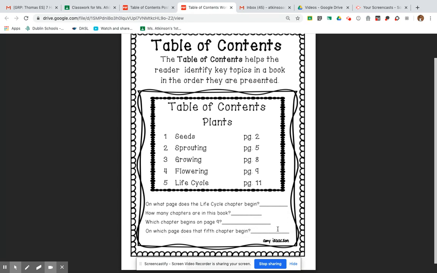And remember, today while you're reading, I want you to check out the table of contents in the book that you're reading. It's okay if your book does not have a table of contents, but maybe you could find one on Epic that does have one. That way you can get some practice with looking up information on what page it is on, okay?